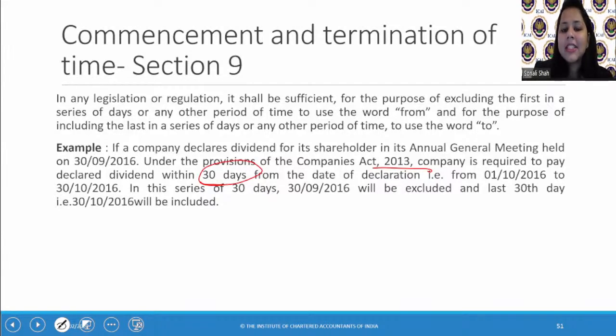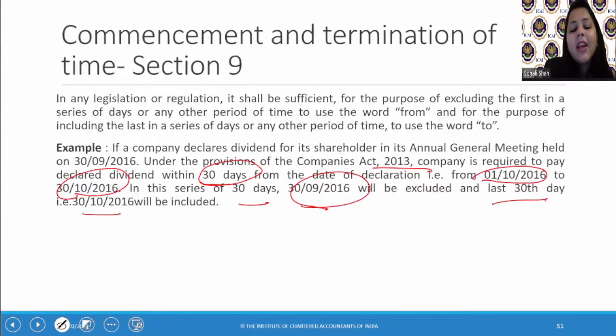The counting will start from the 1st of October, so 1, 2, 3, 4, 5, up to 30. In this series of 30 days, 30th September will be excluded and the last, 30th day will be included. So this is how you count 30. Whenever there has to be a counting done from... to, you exclude the first in the series of days and include the last in the series of days.